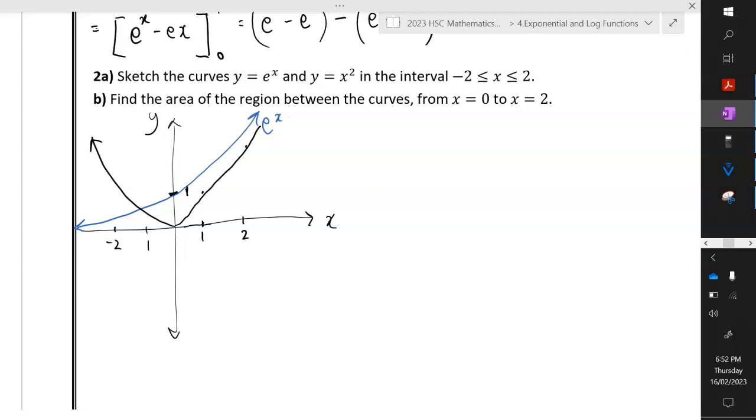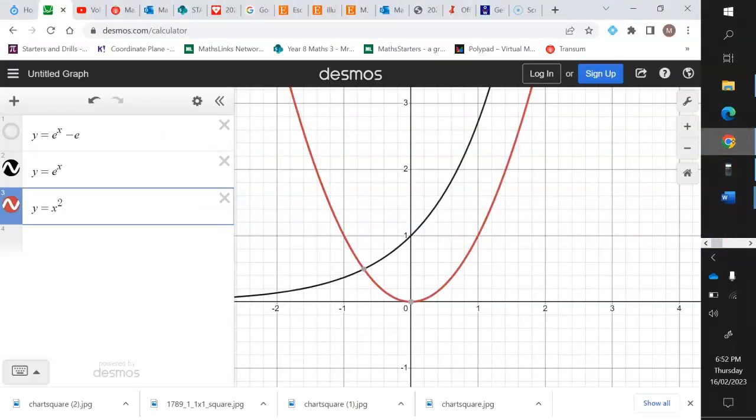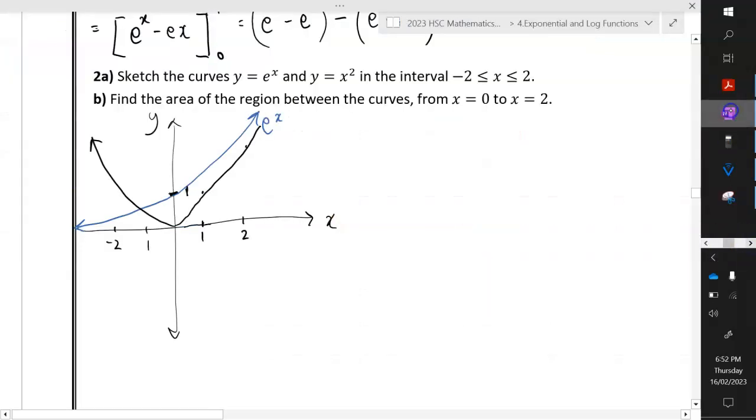It doesn't look great. And if I jump over to Desmos, I'll show you what it probably should look like. It should look like this. My black curve is my e to the x. My red is x squared. But we've got the shape that the x squared sits under e to the x. And if you're not understanding that, then you need to put some values in and have a closer look so that you're getting that x squared sits underneath the curve e to the x. And that's part A. Part B wants us to find the area of the region between 0 and 2.